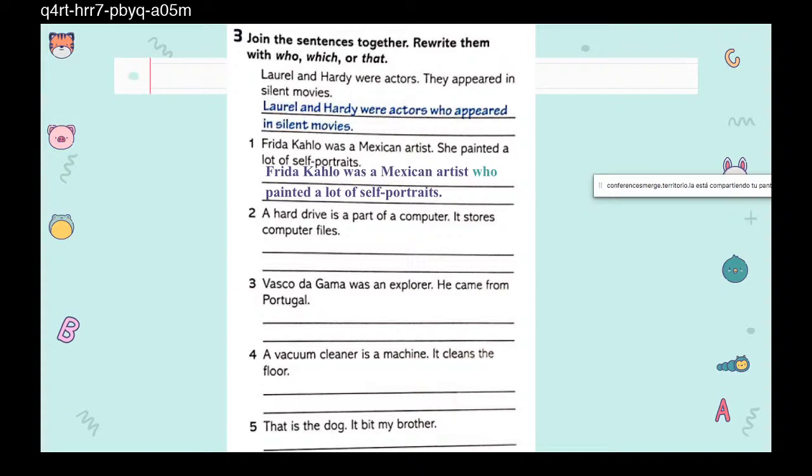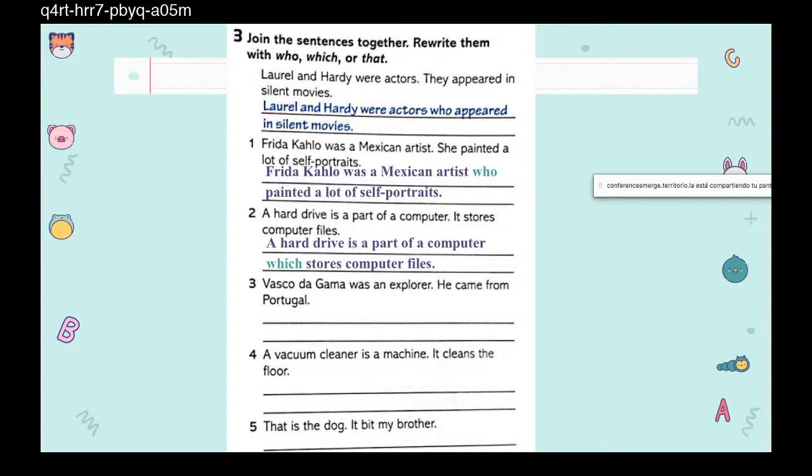The next one, it says, a hard drive is a part of a computer. It stores computer files. We are talking about an element. We are not talking about a subject. So we are going to use, a hard drive is a part of a computer which stores computer files. Also, instead of which, we can have that, and that's okay. A hard drive is a part of the computer that stores computer files.